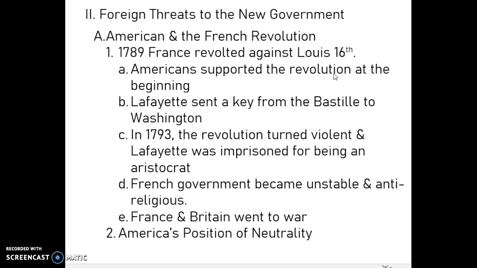Lafayette was one of the aristocratic military geniuses that had been sent to us to help, and he had formed strong friendships here in the Americas, and he even sent a key from the Bastille to Washington as if to say, here's to our own revolution. However, in just 4 short years, the revolution goes very, very violent.